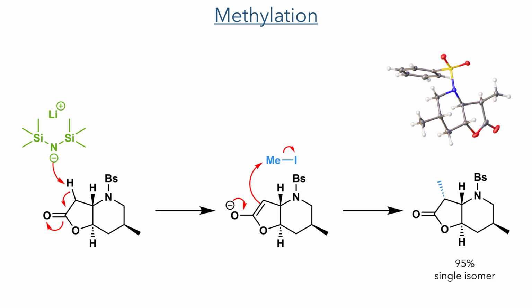With this in hand, the position alpha to the ester was then methylated using lithium HMDS to generate an enolate and methyl iodide as the electrophilic methylating reagent. This formed the product as a single isomer, with the methyl group in a configuration anti to the hydrogen of the tertiary centre.